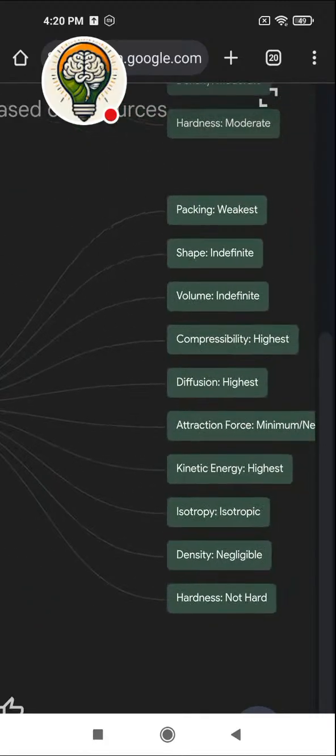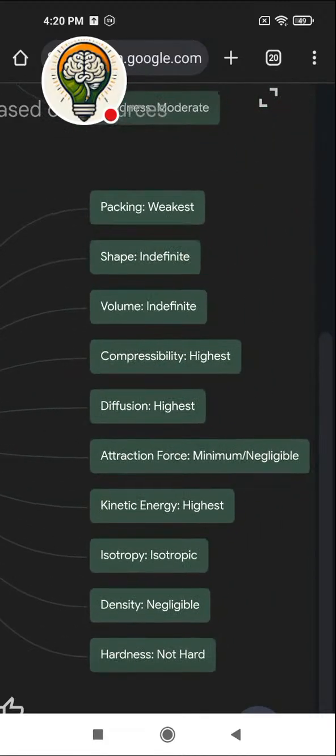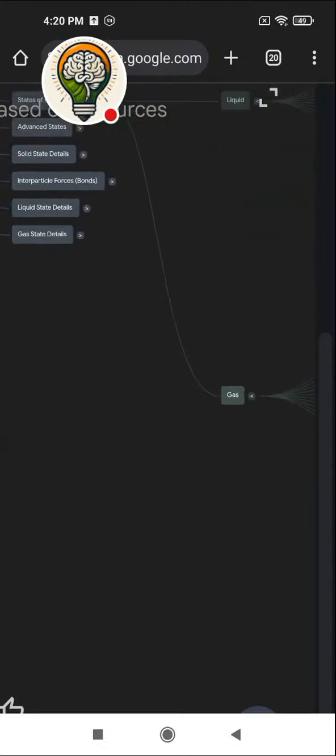And gas has the weakest packing and indefinite shape and indefinite volume, highest compressibility, highest diffusion, minimum attraction force, and highest kinetic energy, isotropic, negligible density, and not hard.